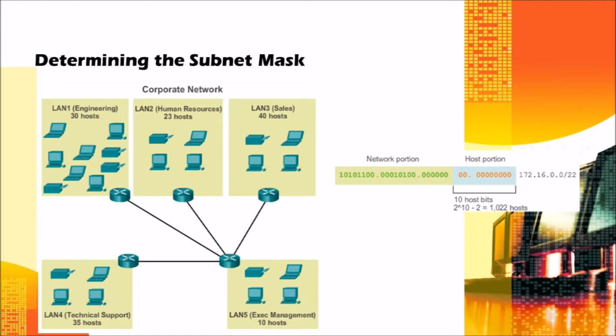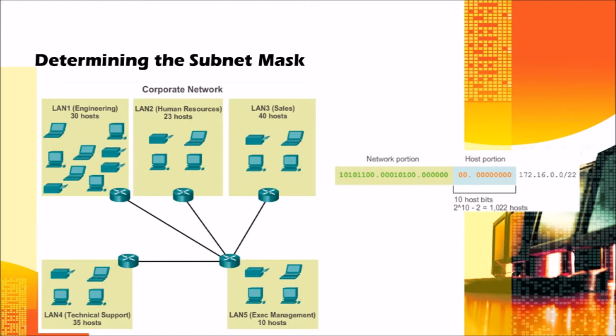Consider the example of a corporate internet network that must accommodate a number of hosts across different locations. In this example, the service provider has allocated a network address with 10 host bits. This will provide 1022 hosts, more than enough to accommodate the addressing needed for this example.